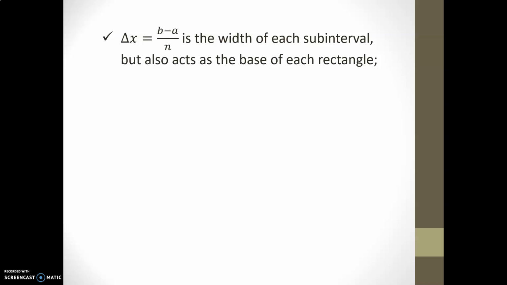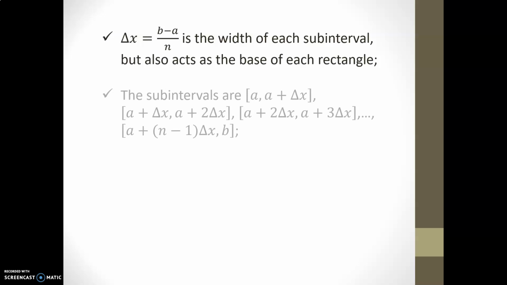Then delta x is the notation we'll use to represent the width of each subinterval, which we find by measuring b minus a, so the width of the total interval, divided by n, so the number of subdivisions. This will also be the base of each rectangle and will be involved in the calculation of area. The subintervals will then range from a to a plus 1 delta x, that will be the first subinterval, and then from a plus delta x to a plus 2 delta x will be the second subinterval, and so forth.